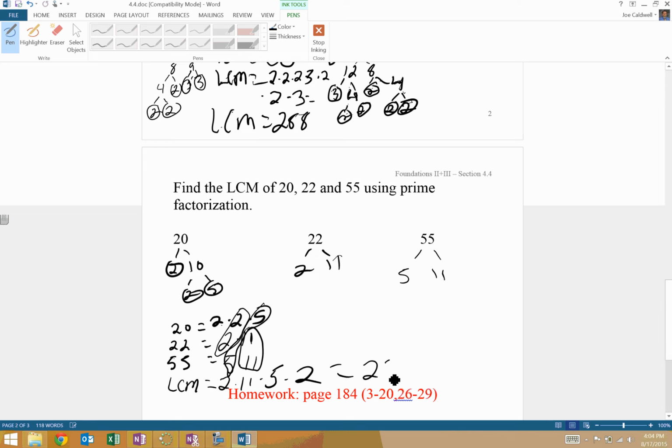So can all of these go into 220? That would be a good place to start to check. First divide by 55. Yes, that goes in evenly. 220 divided by 22, yes. And 220 divided by 20, yes. So they all go into it. Okay, so that's the big change there: it does not have to exist in all 3 of them.